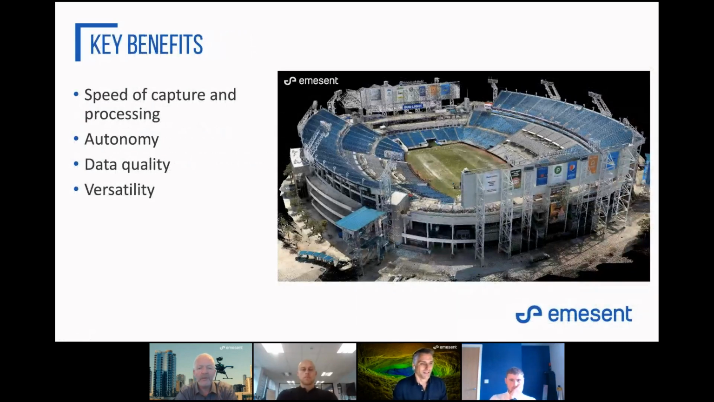Do you want to go through the key benefits, Stefan, or should I? Yeah, thanks, David. No, that's a great overview of some of those use cases. This is the final slide, and then we'll move on to questions.